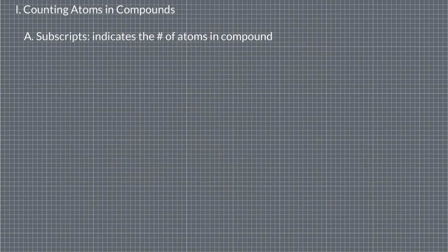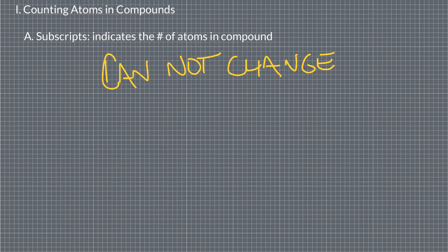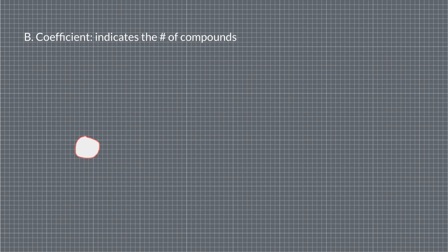So one thing I forgot to mention, if you go back to the notes that you wrote down here, is that the subscripts cannot change. So you are not allowed to change the subscripts that are within a compound. That, when it is written, is basically set. So subscripts we cannot change, whereas coefficients are things that we're allowed to change.